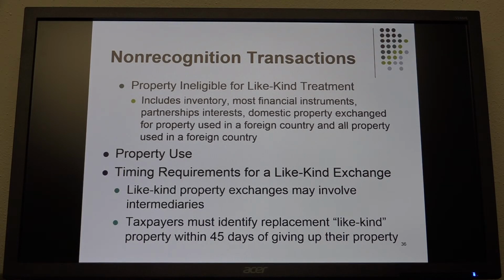And note that the property that's ineligible for like-kind treatment includes inventory, most financial instruments, stocks, bonds, partnership interests, and domestic property exchanged for property used in a foreign country. So the property both given and received must be in the United States.